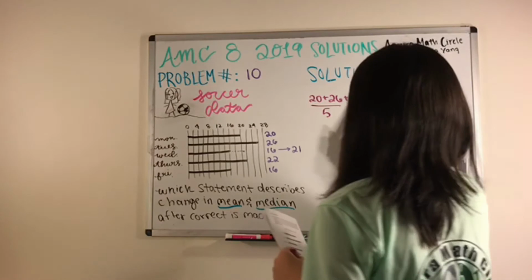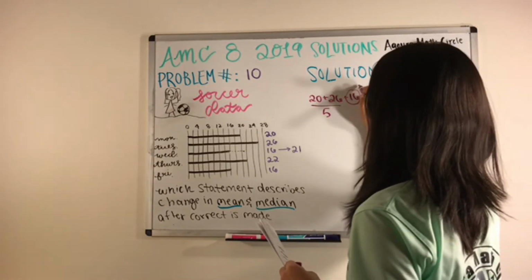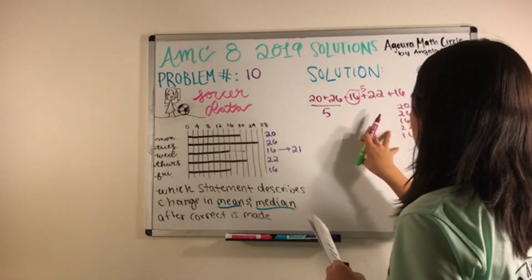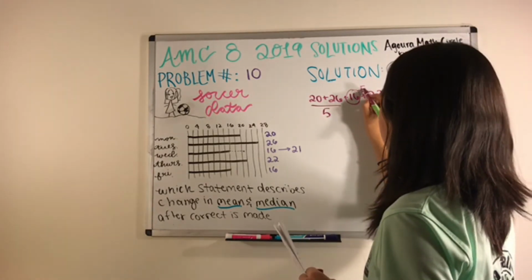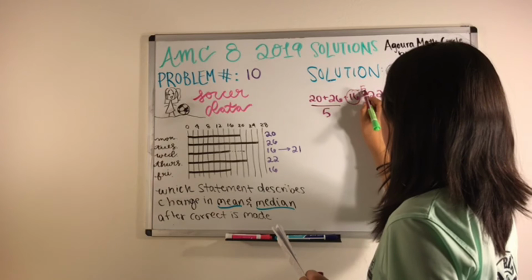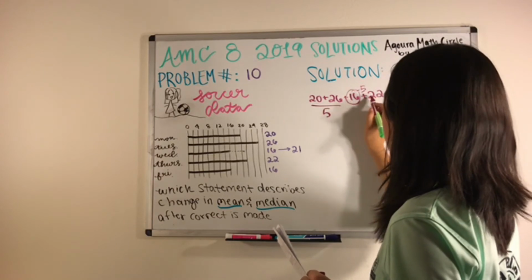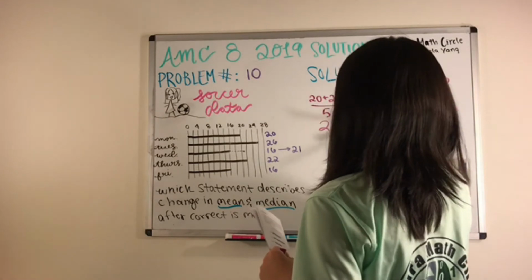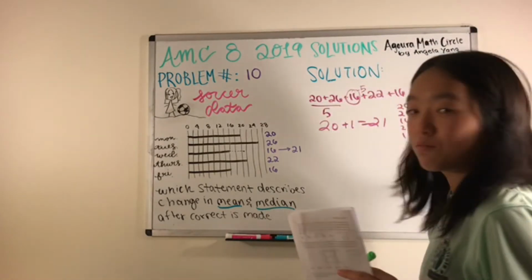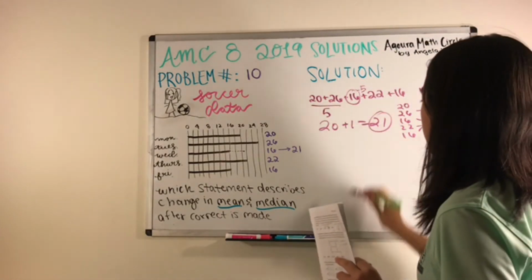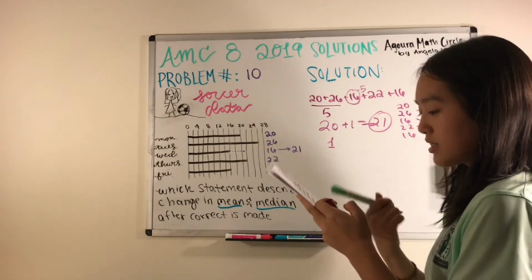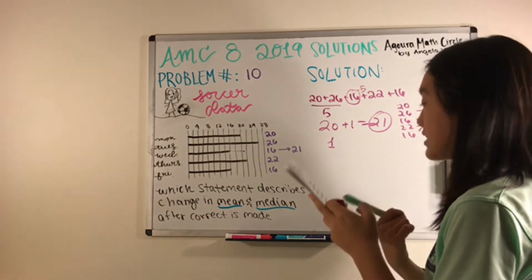Now our new mean involves 16 being 5 greater. So you actually don't have to solve this whole thing out, because if it's just 5 greater, you just add 1, because 5 over 5 is 1. So you just add 1 to the original. So 20 plus 1 equals the new mean with the accurate data, which is 21. So that's an increase of 1 in the mean. So that leaves us with the letters A, B, and C.